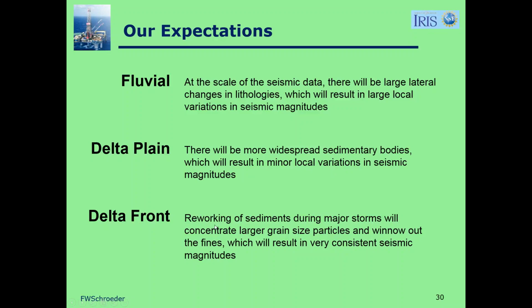In a delta front, where we have storms and tides reworking the sediments, we would expect the rocks to be fairly similar in their seismic characteristics over fairly wide areas. So we're thinking fluvial is going to be more variable in the seismic response, more disjoint. Delta plain would be intermediate, and delta front, we'd expect to see fairly continuous, uniform reflectors.